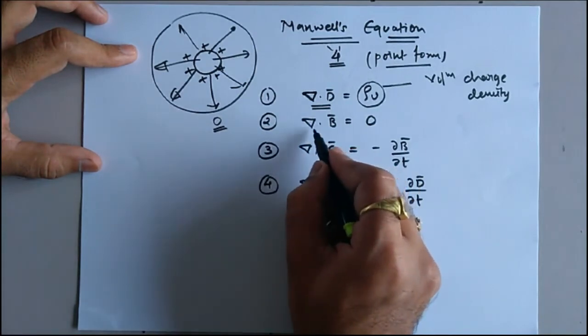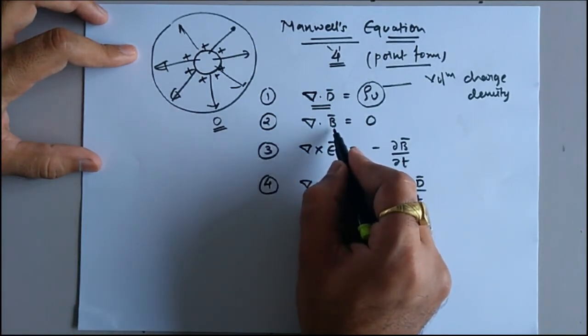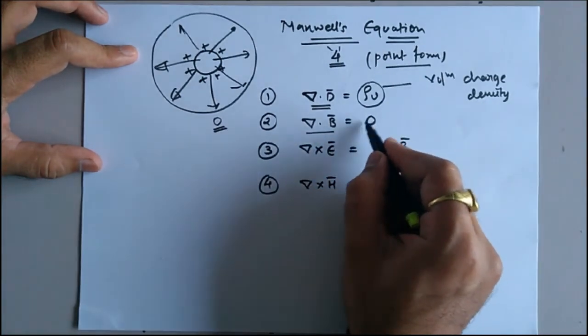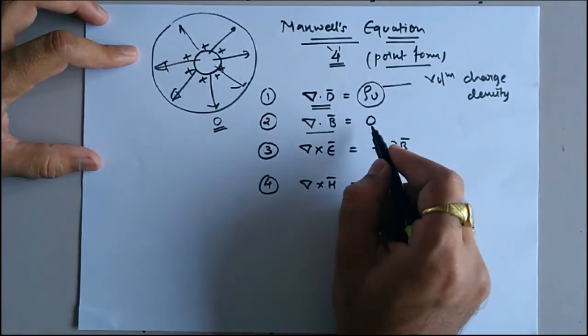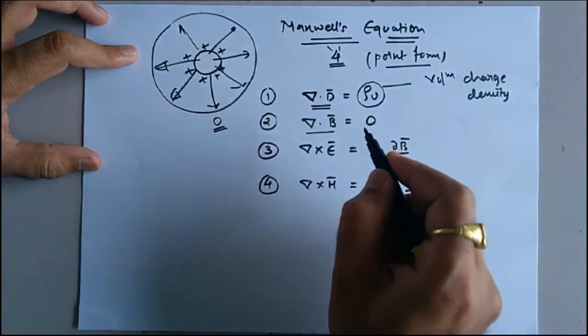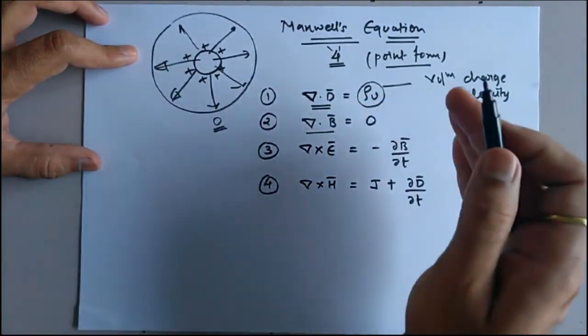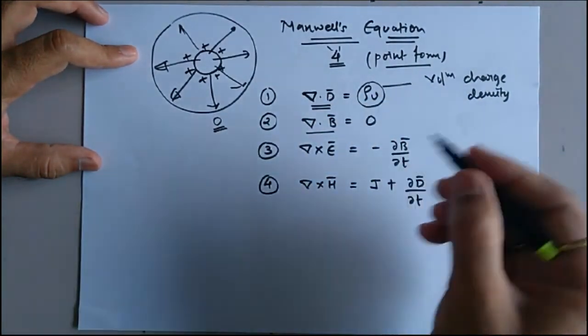Second equation is divergence of magnetic flux density. This B indicates magnetic flux density. So if you take divergence of magnetic flux density, it is always going to be 0. The physical significance of this equation is that we are not in a position to separate North Pole and South Pole from each other. What is the meaning of this?